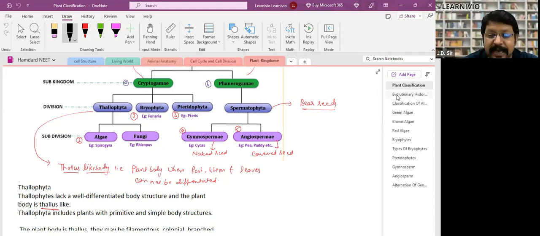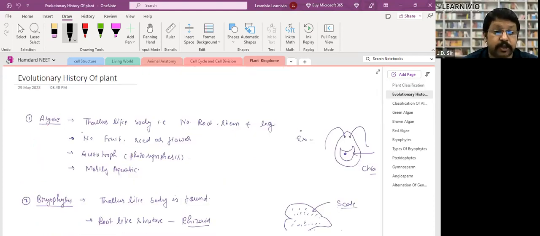Then in last class, I told you, Nabiha, go through with this one. Take the backup of last class, go through with this. It is very important. I have explained in detail in last class. I told you that algae were the first plant which arrived on the earth. They have a thallus-like body, meaning no root, stem, leaf is present. No seed, fruit, and all that. No xylem and phloem present.